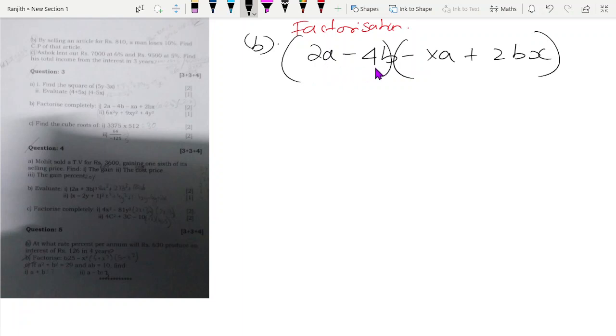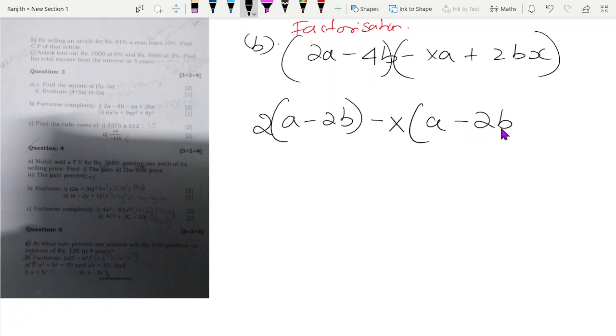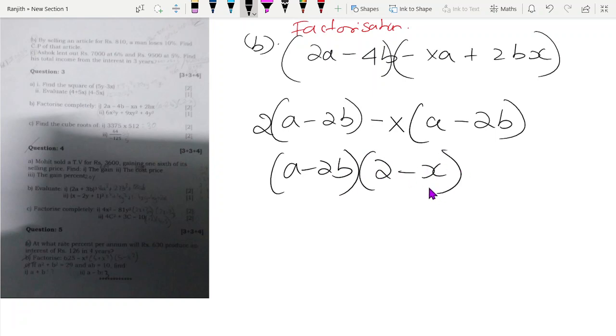So which is common in this 2a and 4b? 2. So 2, 2b. Remainder. A minus 2. Next, minus x, minus x. Okay, a minus 2, same value, right? What's the final answer? Which is common to both? A minus 2b, bracket 2 minus 2 minus x. So this is a 2 marks question.